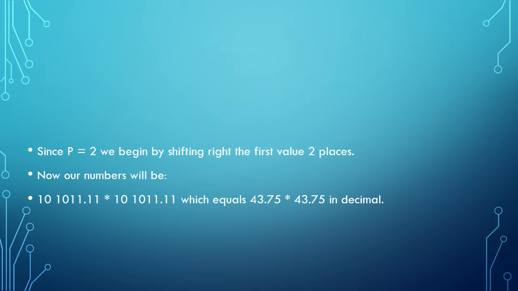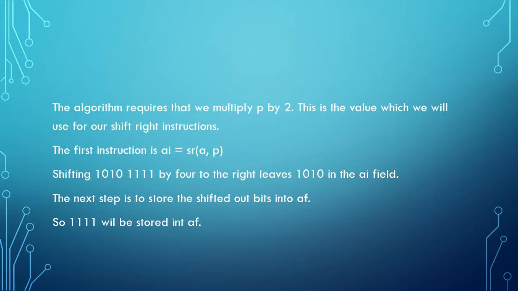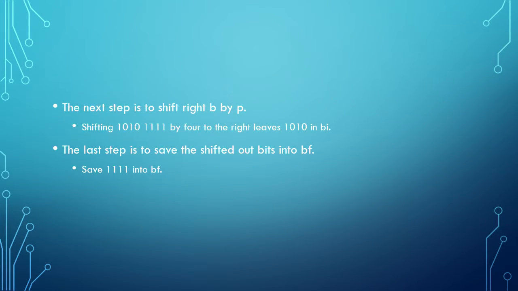Shifting 10101111 by 4 to the right leaves 1010. We then store the shifted out bits into AF, so AF is equal to 1111. We then duplicate this so that both numbers are equivalent. We then shift the product of AF times BF by P. So 1111 times 1111 gives us 1110, or 14.